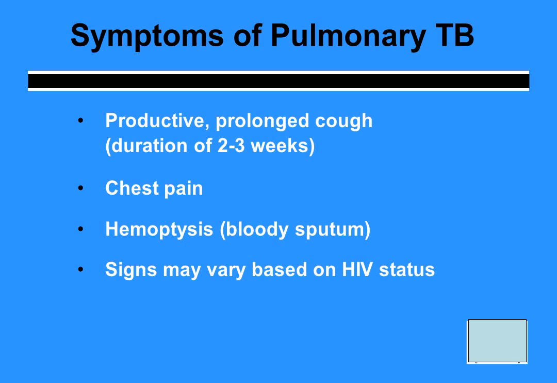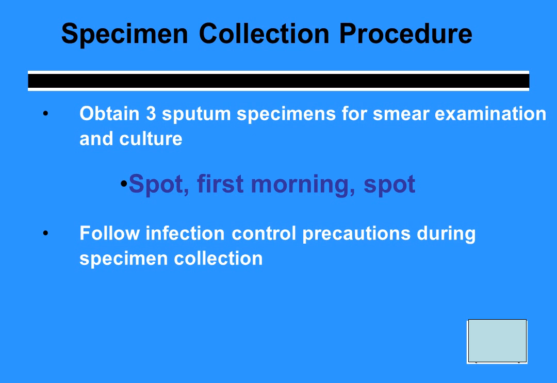In the symptoms of pulmonary tuberculosis specifically, patients will have a productive and prolonged cough. The patient will present with cough with expectoration or sputum. They will have chest pain. Sometimes they can have blood-tinged sputum. It is because those cavitatory lesions can rupture the adjacent blood vessels and lead to a little bit of bleeding into those cavities, which can present as hemoptysis, and signs may vary based on the HIV status.